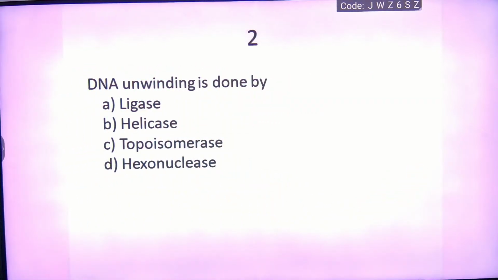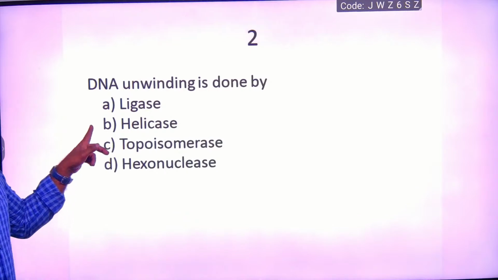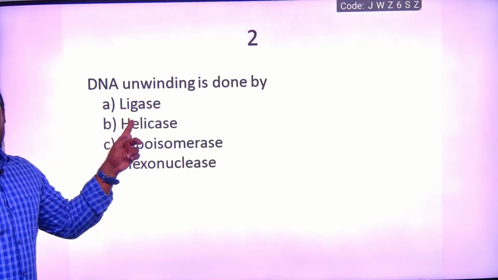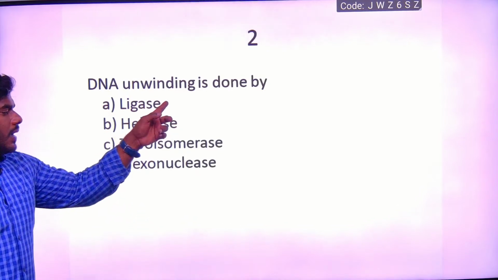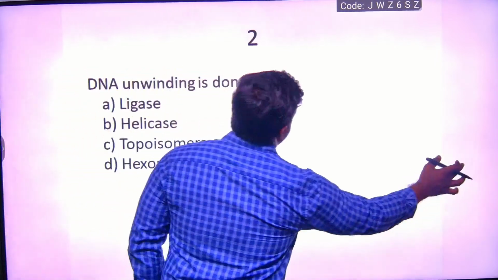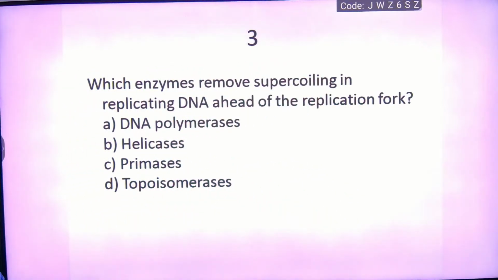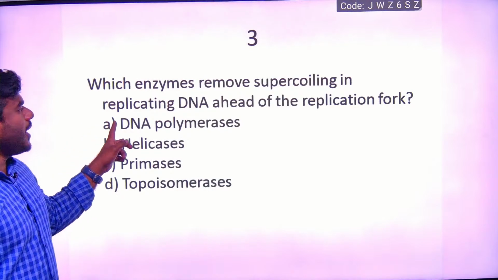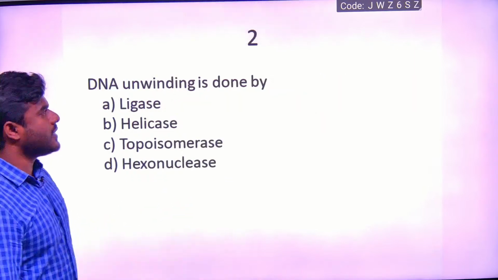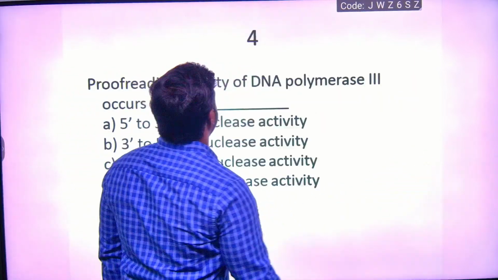So of course, what is that enzyme? DNA polymerase 3 is the principal enzyme required for the process of DNA replication. Quickly, all of you, DNA unwinding is done by helicase, correct? There is a difference between unwinding, meaning unzipping, breaking the hydrogen bonds, whereas topoisomerase is required for removing the tension, torsion or coiling. Which enzyme removes supercoiling in replicating DNA ahead of the replication fork? Obviously the topoisomerase enzyme. Simple.